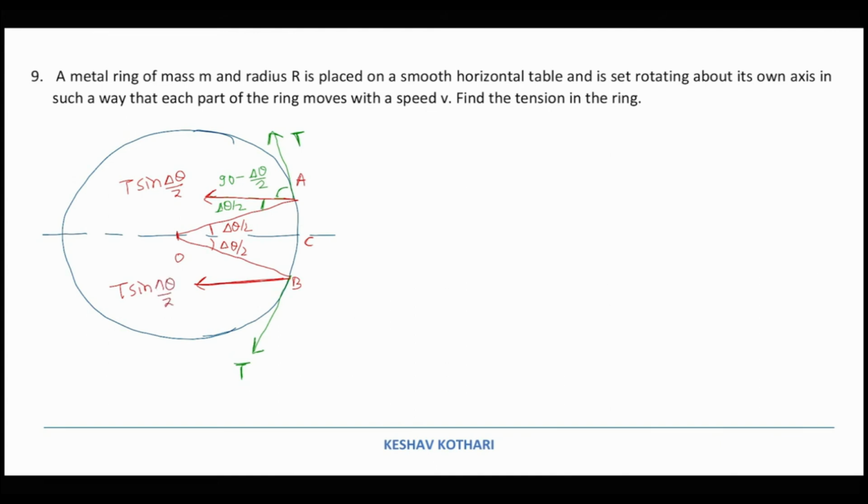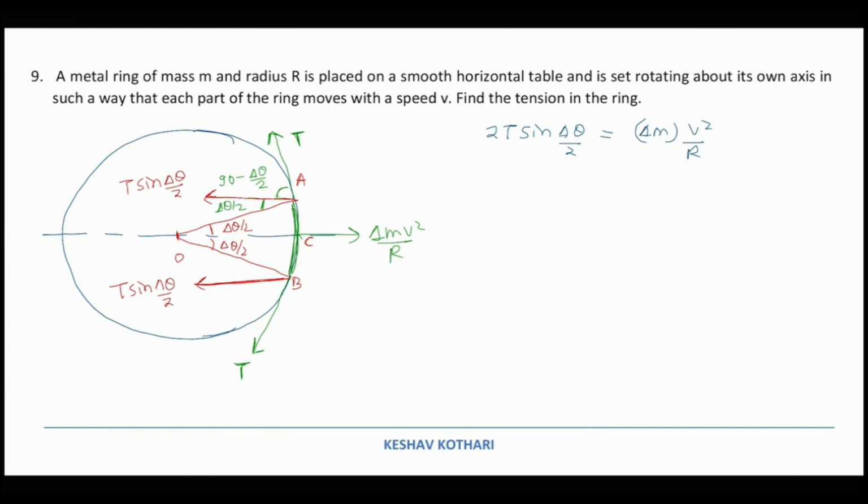Now the two tension components are going to balance the radial component, that is delta m v square upon r, which will be directed away from the center of the ring. So if we write the equation, 2T sine delta theta by 2 must be equal to delta m v square upon r. This is equation number 1.